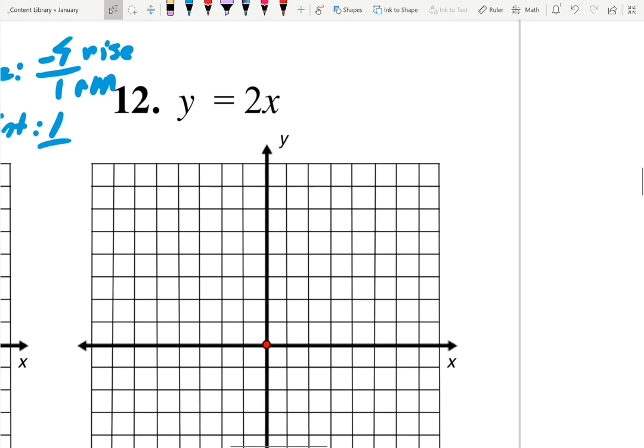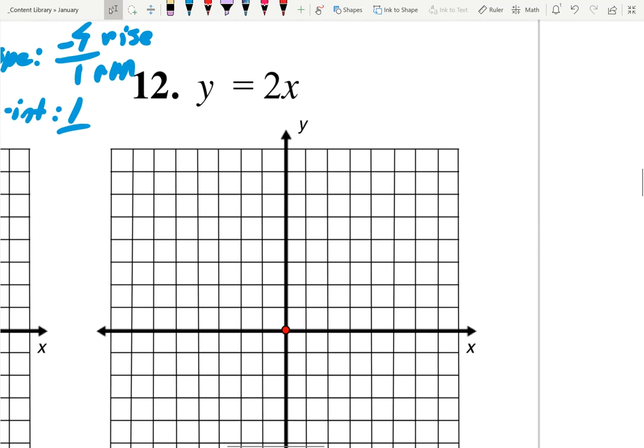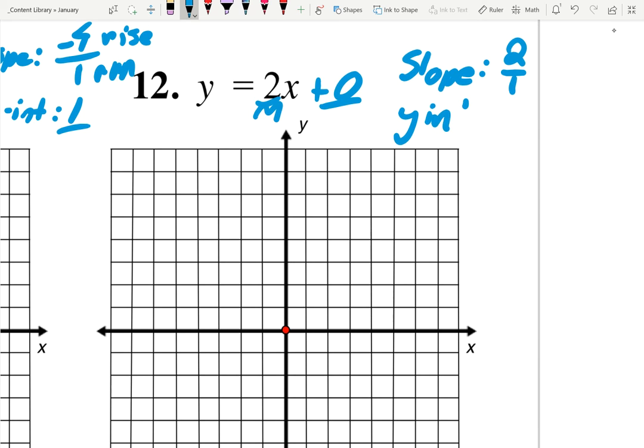All right, number 12, y equals 2x. So 2x, this is our m because it's a number with x. You can see that there is nothing being added or subtracted at the end. So this means that our y-intercept is 0. So our slope, as we pointed out, is 2, which again I'm going to write as 2 over 1 because I want it to look more like a fraction. And our y-intercept isn't shown, so our y-intercept is 0.